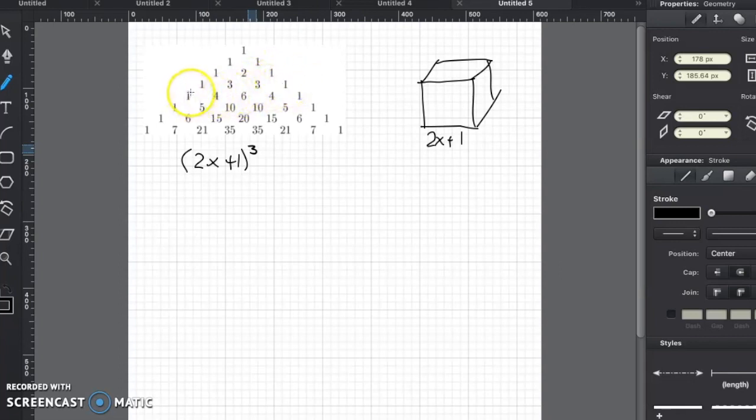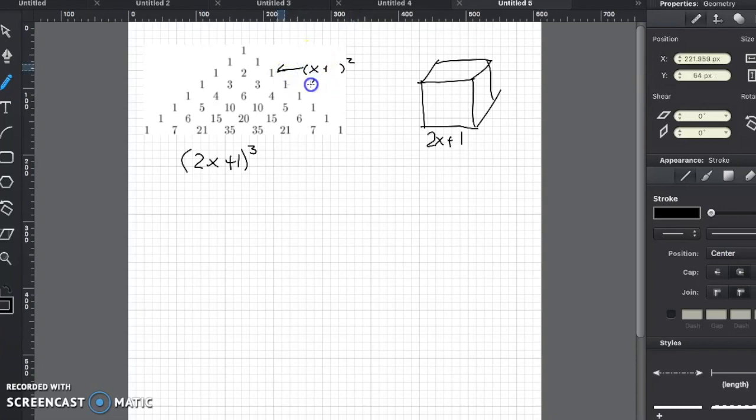Same thing, so again, we see that pattern one more time. Start with a 1. 1 plus 3 is 4. 3 plus 3 is 6. 3 plus 1 is 4. And end with a 1. So this is for x plus something squared right here. This is for something cubed right here. So this is the row that we want right here.